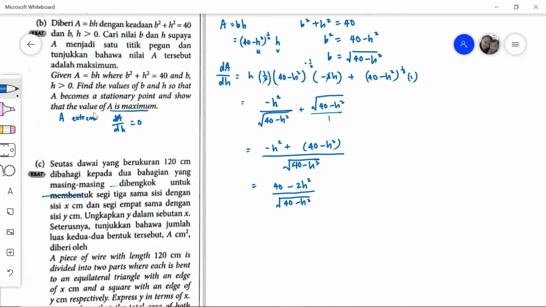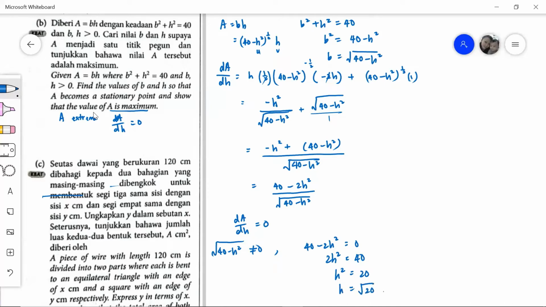And at the turning point, we know that when dA by dH equals 0, the square root of 40 minus H squared can never be 0. Okay, therefore the one that contributes to 0 must be the one on top. So 40 minus 2H squared equals 0. So 2H squared equals 40. H squared will equal 20. Therefore H will equal the square root of 20.